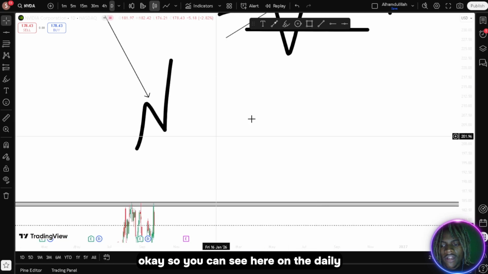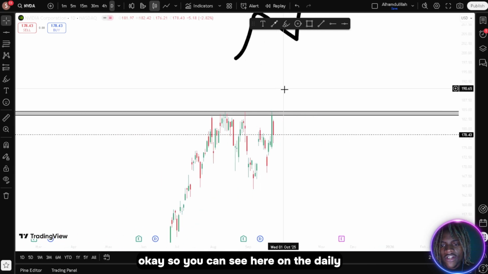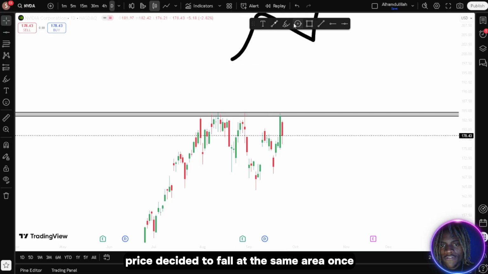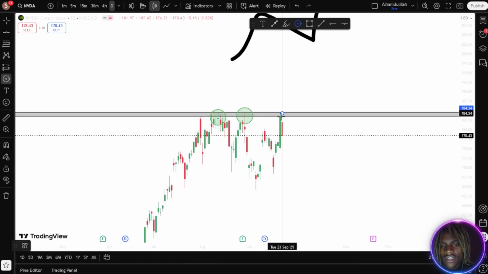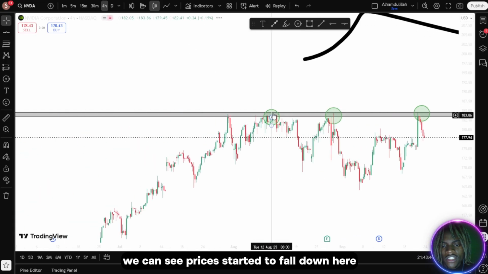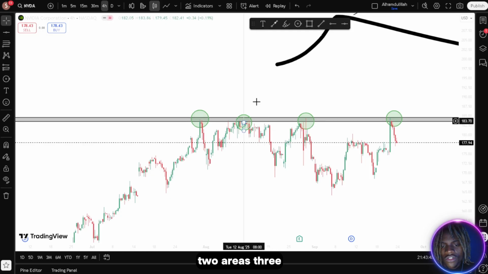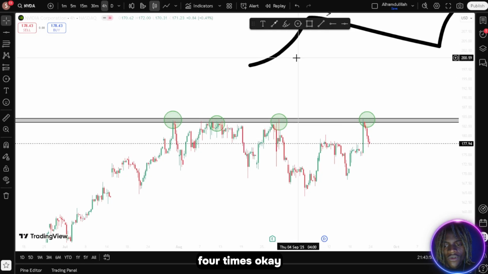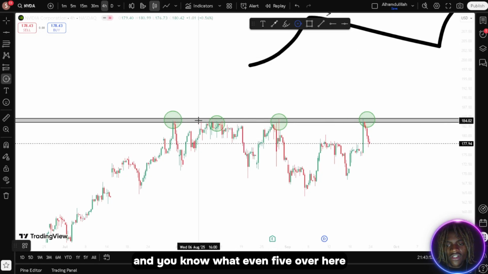So you can see here on the daily, price decided to fall at the same area once, twice, and three times here. If I go to my 4-hour time frame, we can see price decided to fall down here. One area, two areas, three, four times, and even five over here.